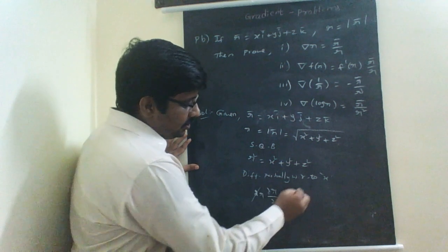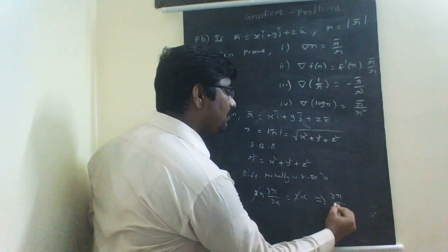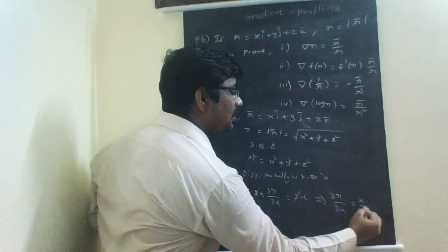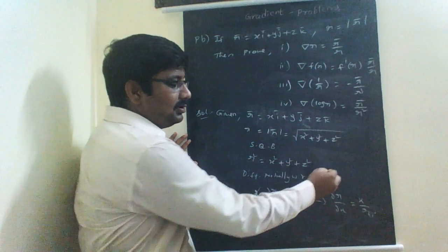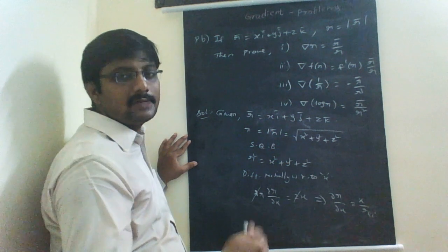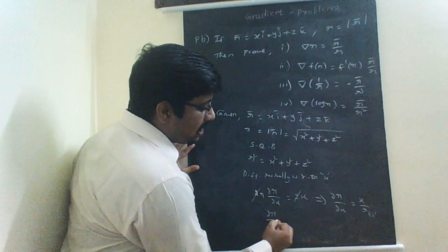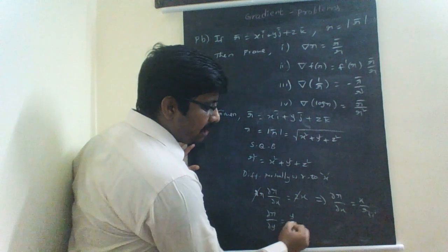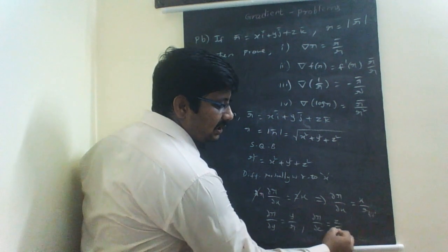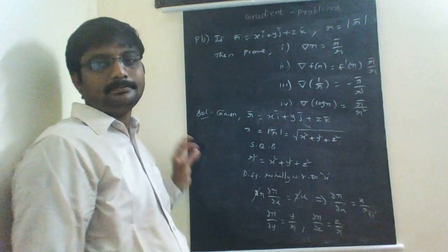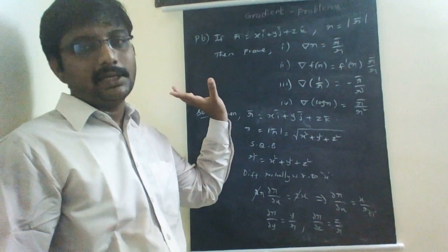So clearly 2 should be cancelled, which implies that dou r upon dou x is x upon r. So it is obtained by differentiating partially with respect to x. Similarly, differentiating partially with respect to y and with respect to z, we will get dou r upon dou y is y by r, and dou r upon dou z is z by r. So these are the values we have to remember to get these statements.